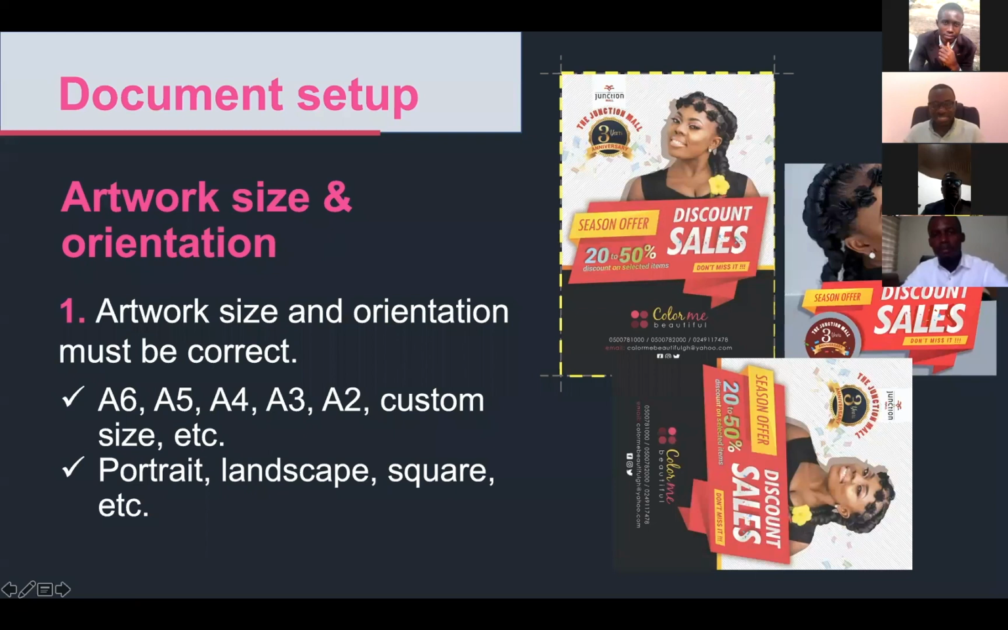So we are using the checklist to go through the digital and offset. Your document setup, which is the first item on our checklist: anytime you are doing your design, you must make sure we are talking about the size of your artwork and the orientation of your artwork should be correct.